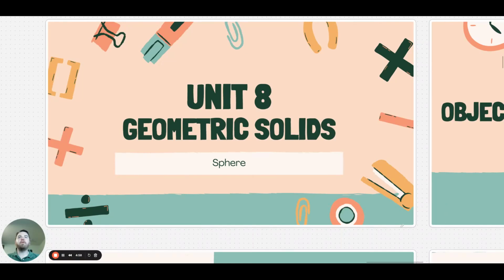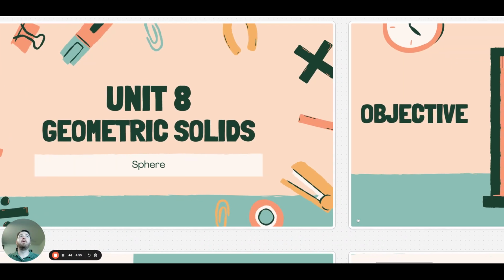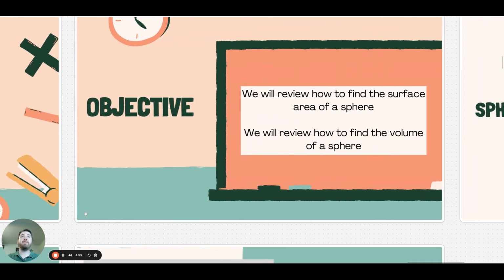Geometric solids, we are looking at a sphere today. So, our objective for today is we are going to find the surface area of a sphere and we are going to find the volume of a sphere. Notice there's no lateral area for the sphere because the lateral area of a sphere is the same thing as the surface area. There's no base on a sphere, it's just going to be a big circular ball.